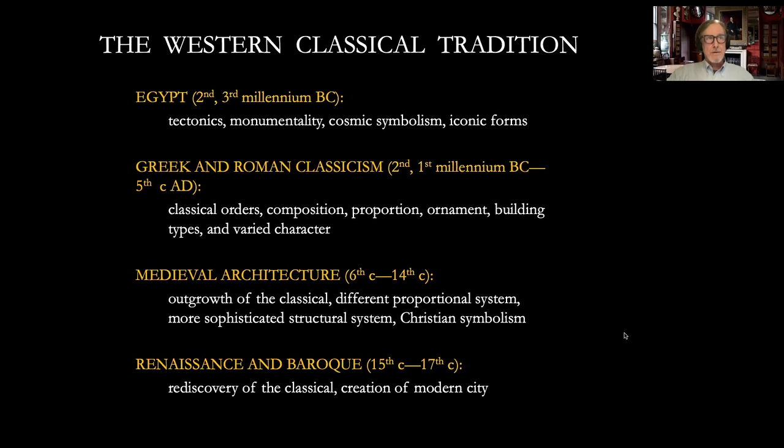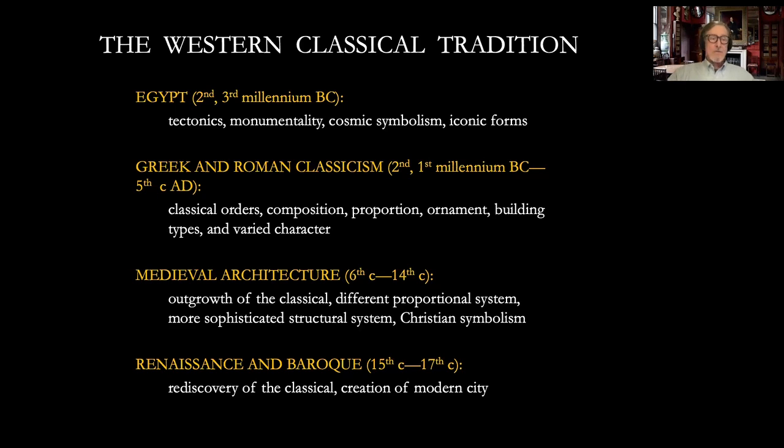Ornament was an important factor in these medieval architecture, and more sophisticated structural systems as well. So we see the skeletonized structural systems of the Gothic cathedrals, for example, flying buttresses and these kind of creative ways to allow the architecture to really soar and to experience great spans. And also, of course, Christian symbolism was an important aspect of architecture in the medieval era.